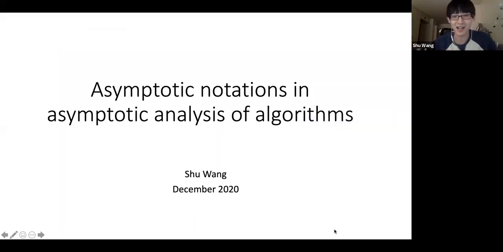Hi, good afternoon, everyone. I'm Shu Wang, and today my topic is asymptotic notations in asymptotic analysis of algorithms. In our first lecture, we talked about asymptotic notations like the small o, the big O, the same order, and the asymptotically equivalent. I was fascinated by these notations, and I would like to do some research to trace back the history and the development of these asymptotic notations. I also want to know the current situation of these asymptotic notations in computer science and statistics. So that's my survey topic today.